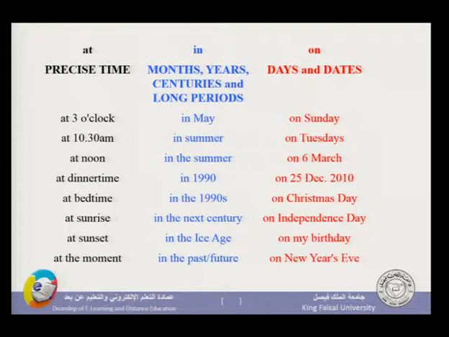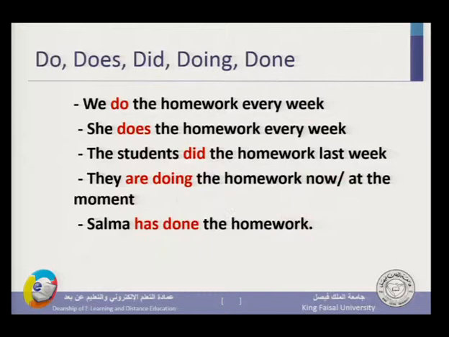Here I gave you examples of how prepositions are to be used. If we determine a specific time, we say at 3 o'clock. But if we are talking about months, we say in May. If we are talking about days, we say on: on Sunday, on Tuesday, on Thursday, for example. At bedtime, at sunrise, at sunset. In the exam, I will give you questions about this as multiple choice questions, A, B, C, D, and so on. Okay.